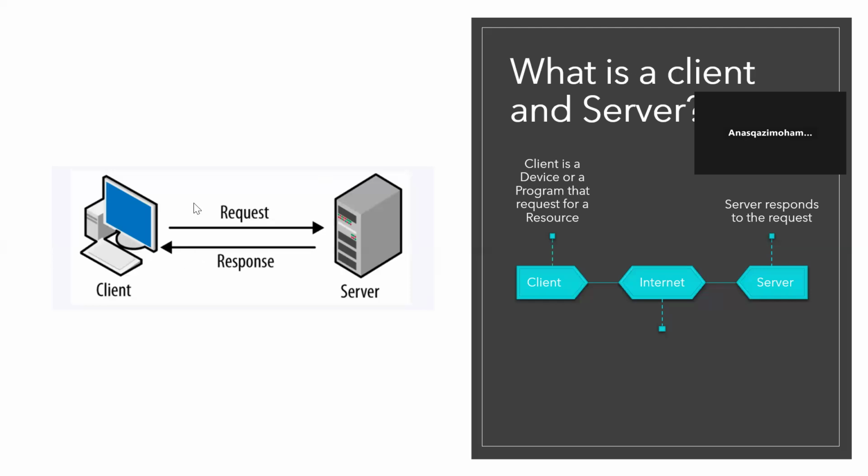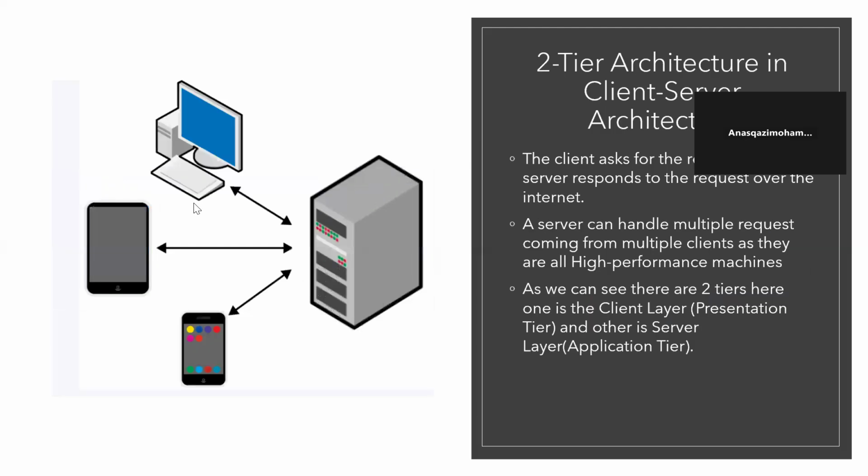Now there are different types of architecture. Learning the types of architecture we've got: this is the two-tier architecture of the client-server architecture, wherein a client, like a tablet or a phone or a computer, is asking for a resource, and the server is responding to the request. These are high performance machines designed in a way that they can handle multiple requests at a time. So this is how the client-server architecture works.